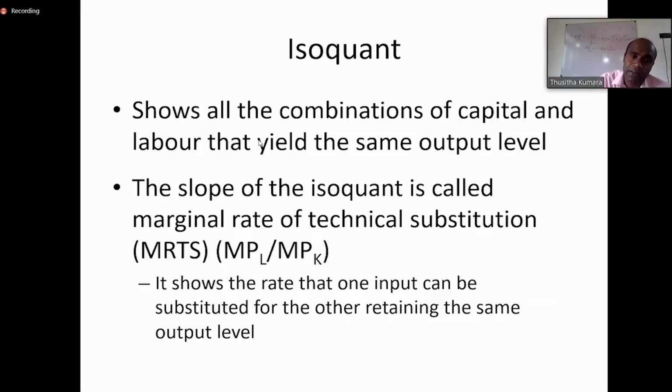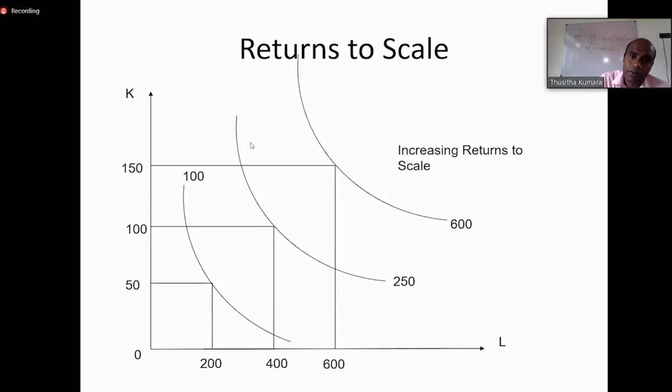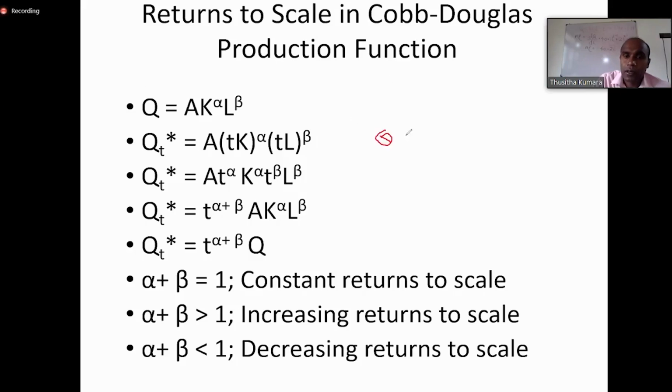For example, let's say I will put here Q equal to 2. Now what is the returns to scale in this function? Q is a function of capital and labor. The functional form will be 2K power 0.4, L power 0.8. What is the returns to scale of this production function? Is it constant, increasing, or decreasing? It is increasing returns to scale.